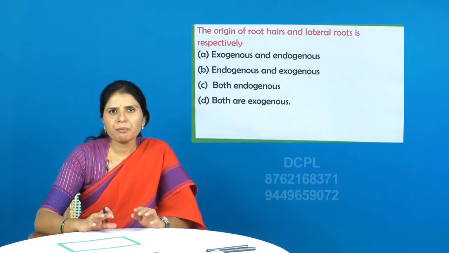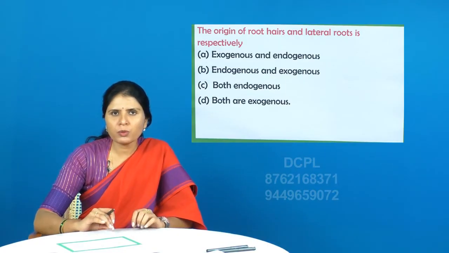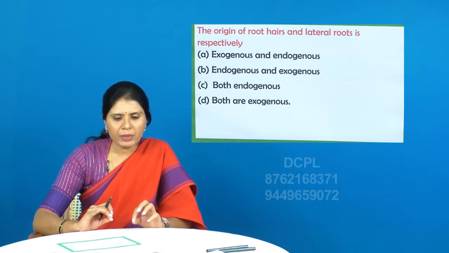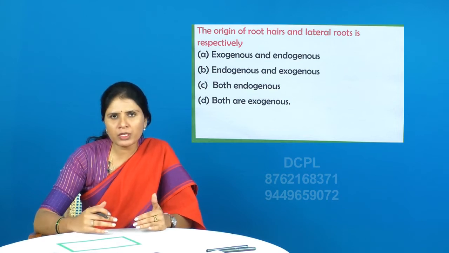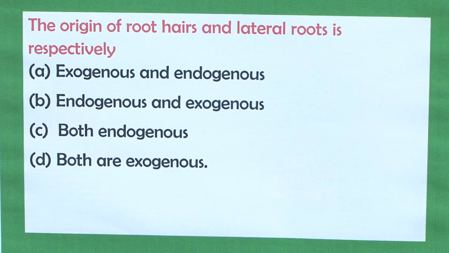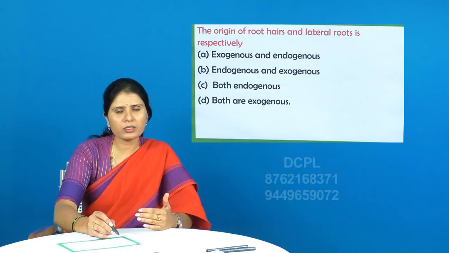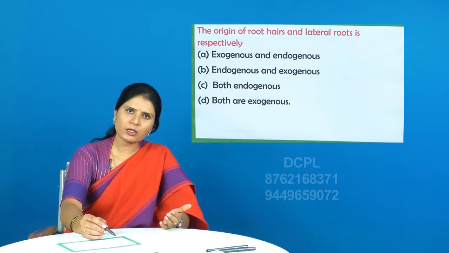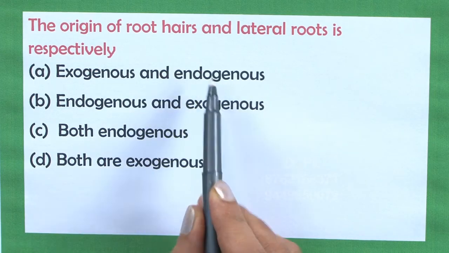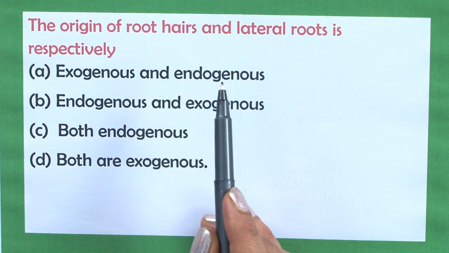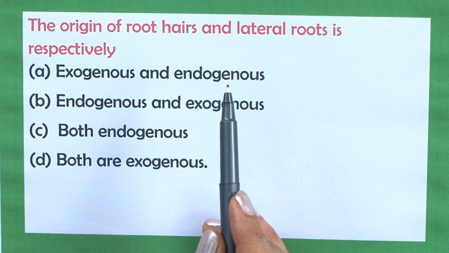Hope you remember the parts of roots wherein I told you the root hairs arise from the epiblema of the zone of maturation. Epiblema is the outermost region of the cell surface of the zone of maturation. So, the root hairs are exogenous. Epiblema is the outermost region, so the root hairs are exogenous in position. However, the lateral roots are endogenous. The lateral roots do arise from the pericycle of the roots.